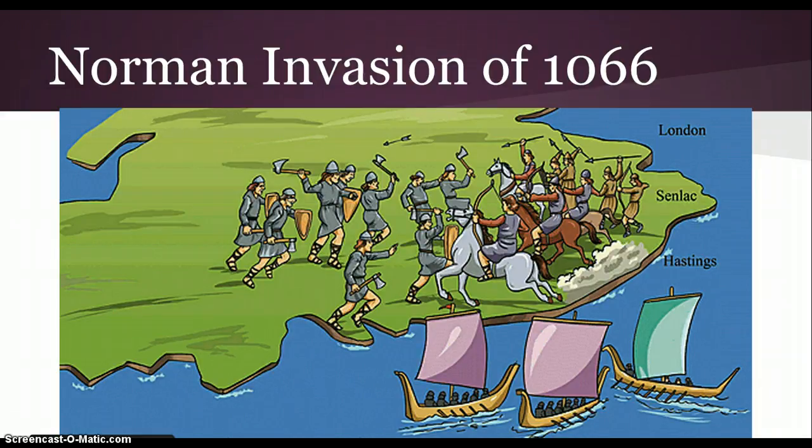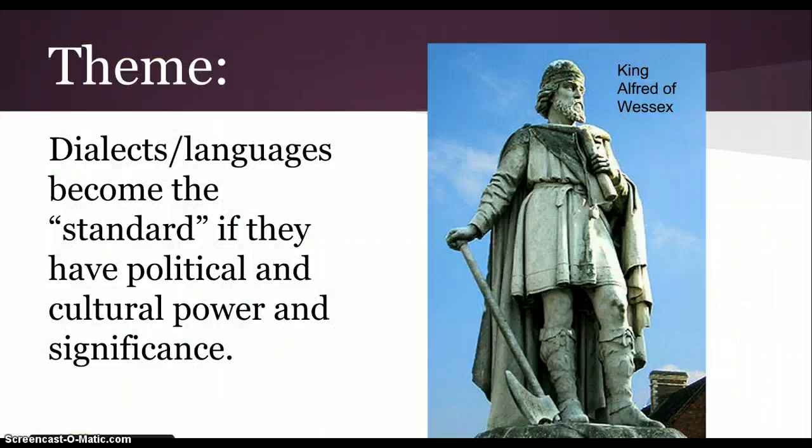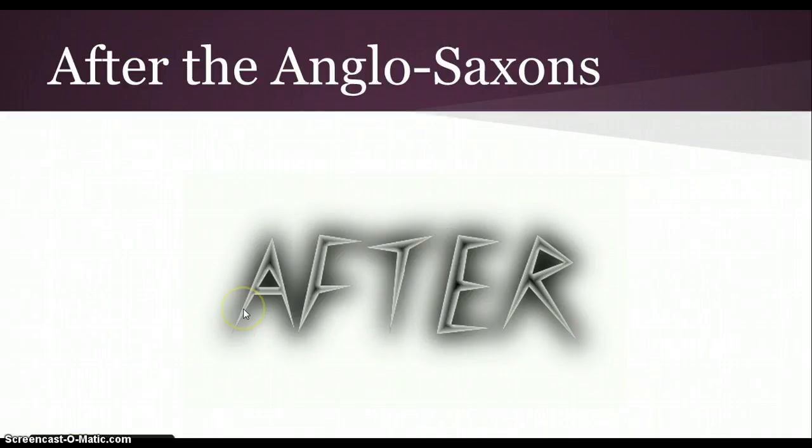Even before the Norman French conquest, people usually wrote in Latin, which mostly influenced church and other religious terms because of the conversion to Christianity. Eventually, French lost its popularity, and people were encouraged to speak and write in English. By 1385, English began to be taught in schools. So the theme is that dialects and languages become the standard if they have political and cultural power and significance.